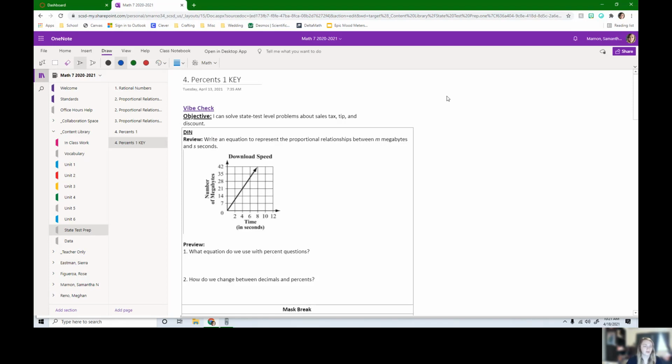So for our review question, write an equation to represent the proportional relationship between M megabytes and S seconds. Pause the video and see if you can write this equation on your own.